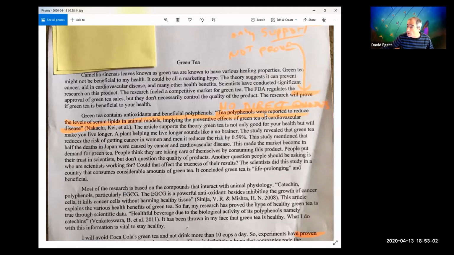So don't use direct quotes. Here, this person is saying, quote, tea polyphenols were reported to reduce, Nakachi K et al. So it's good that they have this information and they have a reference, but they should just put it in their own words. Also, the reference here, this Nakachi et al., it should actually have the year on there. So they kind of forgot to put the year. Nakachi et al. is good, but it should also have a year.